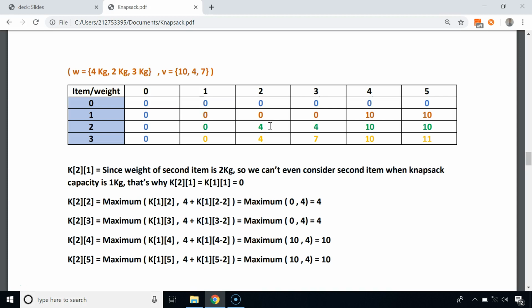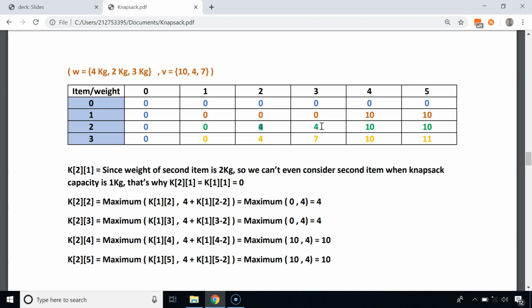Now let's calculate K22. So K22 will be the maximum of either this value, which is 0, or the value of this expression, which is 4 plus K10. So K10 is 0. So it will be the maximum of 0 or 4. So we will take the maximum value, which is 4. So K22 will be 4.